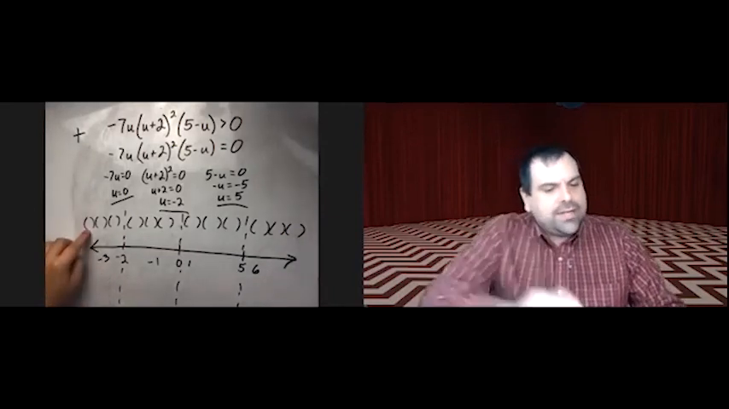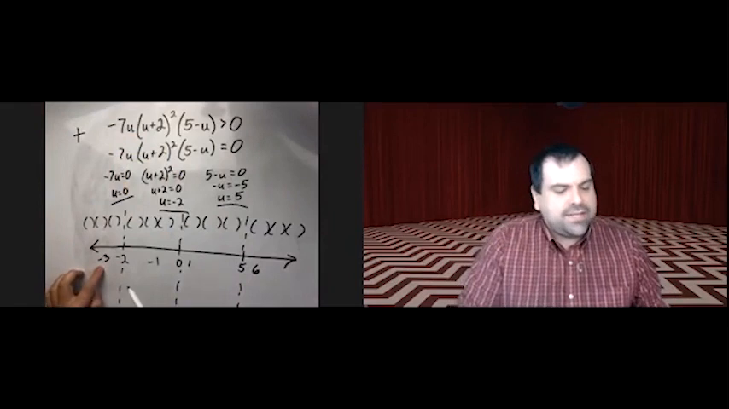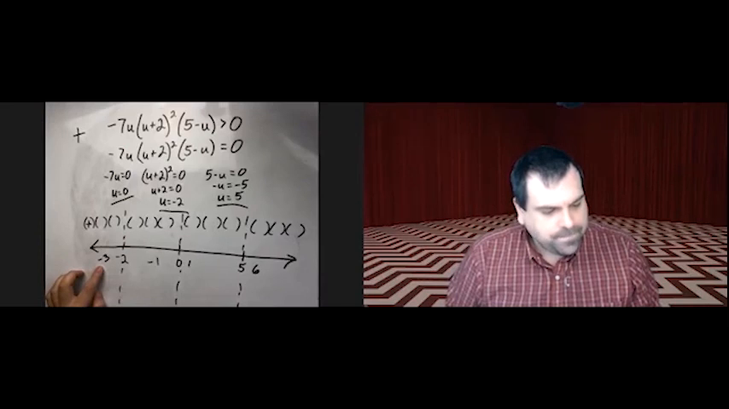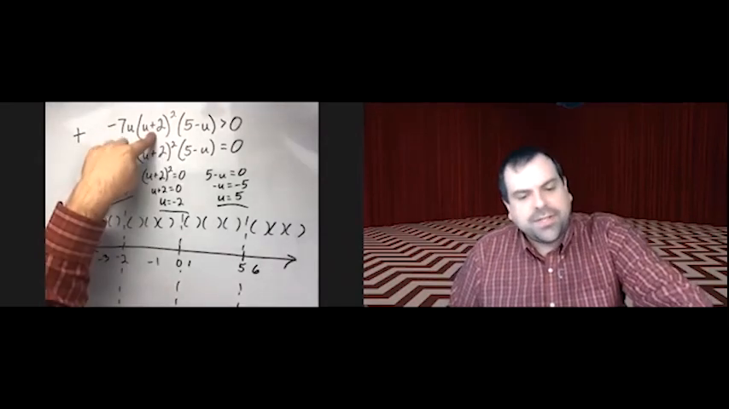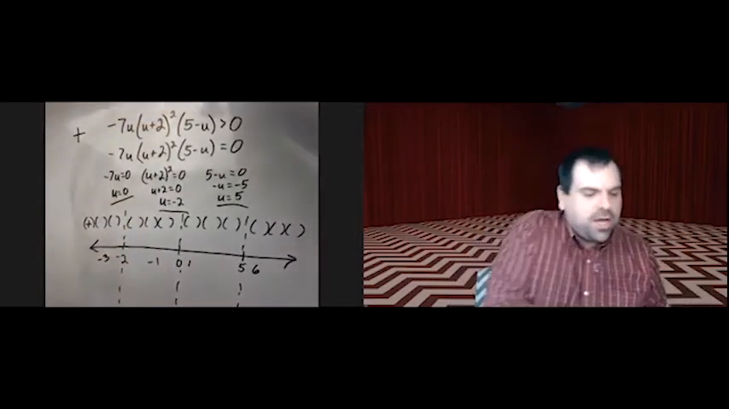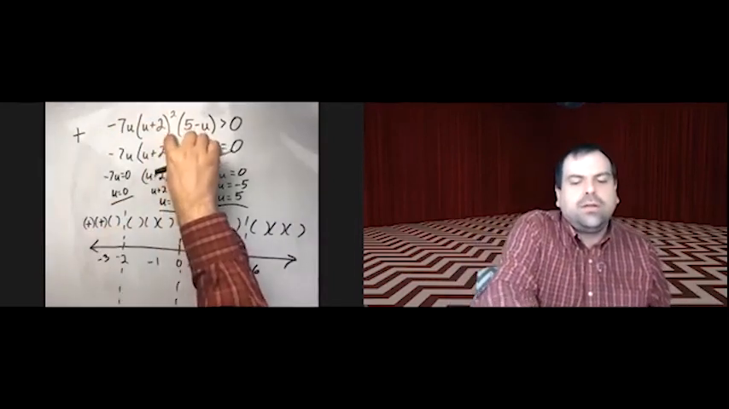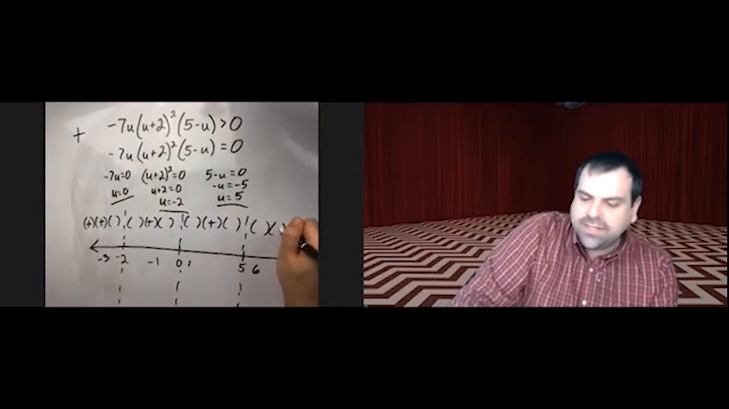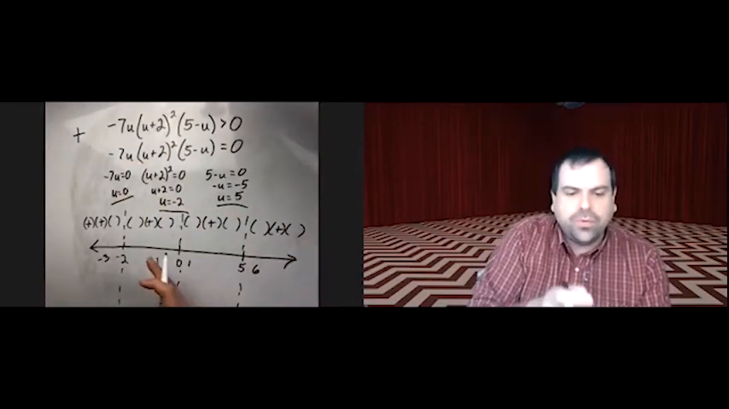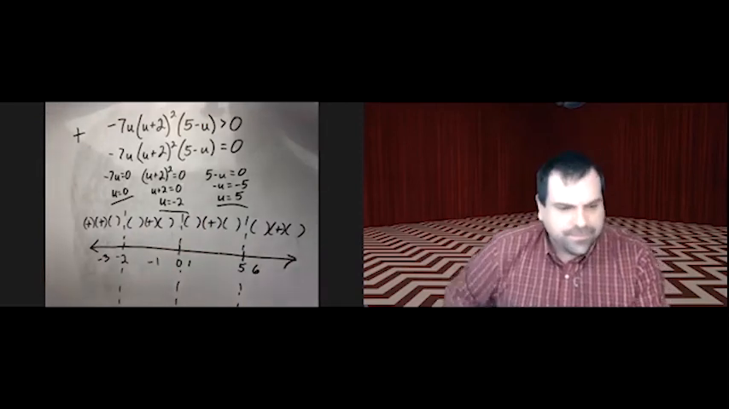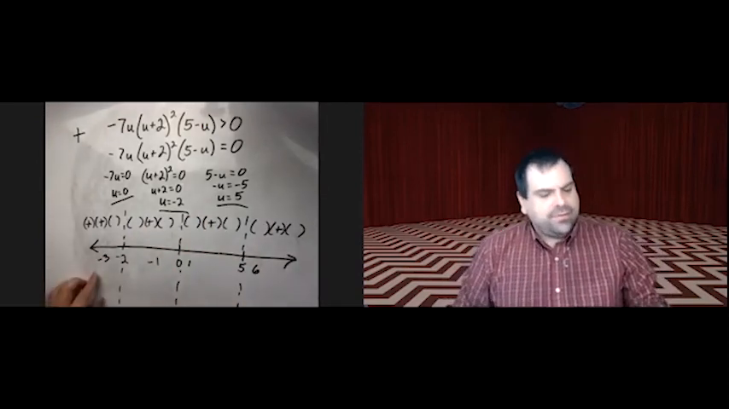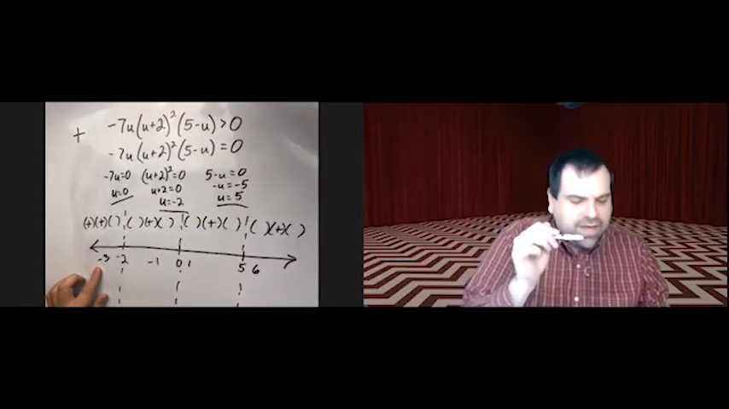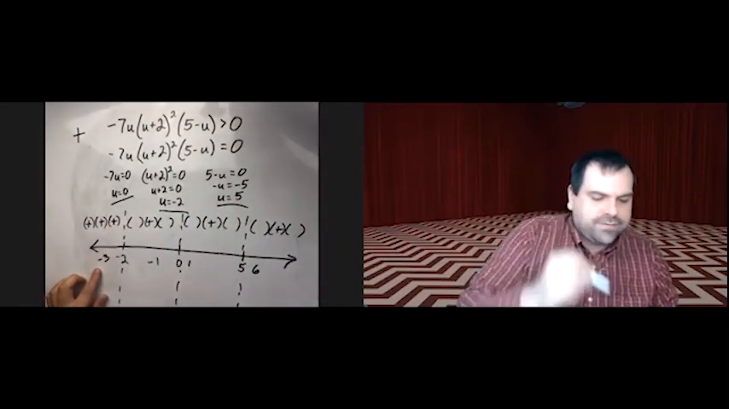Let's put negative 3 into negative 7u. Negative 7 times negative 3 is positive. That's all we care about. Negative 3 plus 2 is negative 1. Negative 1 squared is positive. In fact, anything squared is going to end up positive, which means that the middle factor in all of these is going to be plus. No matter what we plug in for u, when we add 2 and square it, it's going to be positive. Back to negative 3 though. 5 minus negative 3 is 5 plus 3, which is positive.